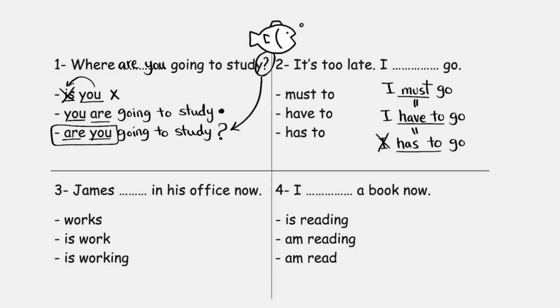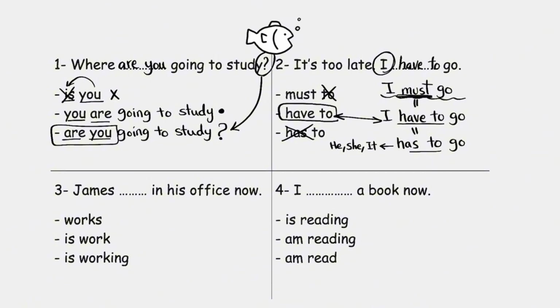I is wrong here because I doesn't take has. Has only comes with he, she, it. There is I here in the question, so has to is wrong. Also, this to is wrong. Must doesn't need to. I must go, not I must to go. So this is the answer. Have to. I have to go.